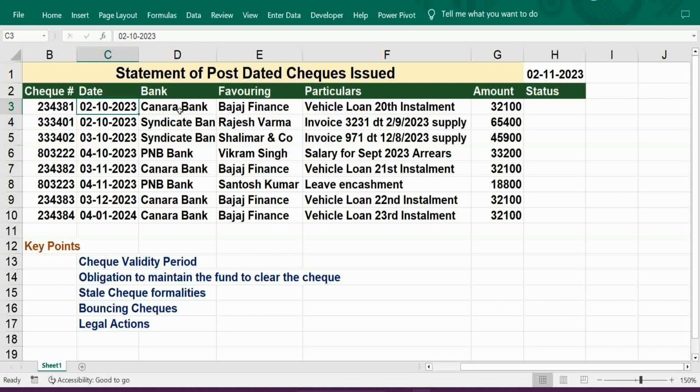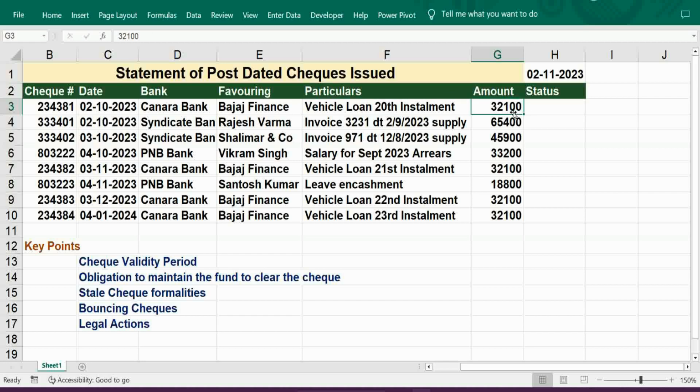Which bank the check is issued on, favoring whom should be properly mentioned, the party name, okay. Then particulars, it's very important. Then amount. Amount is very important. Based on the amount only, the fund should be kept aside.